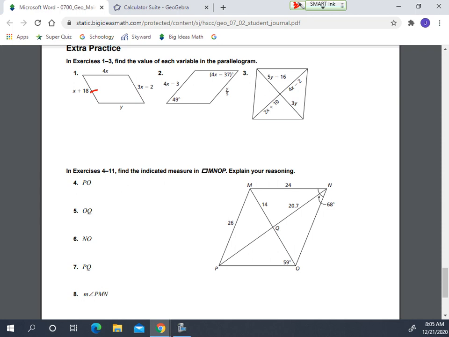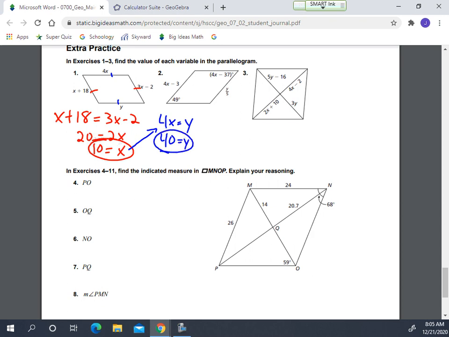Well, we know that this side is congruent to this side. So those are congruent sides. We can set them equal to each other. We can say x plus 18 is equal to 3x minus 2. If I solve this, I get 20 is equal to 2x. X is equal to 10. Okay, well, that's good. If we know that this side is congruent to this side, we know that 4x is equal to y. We know that x is equal to 10, so this is 40 equals y. Perfect.